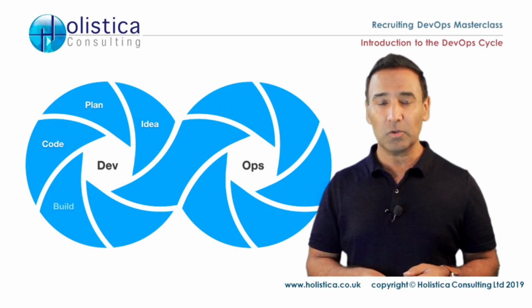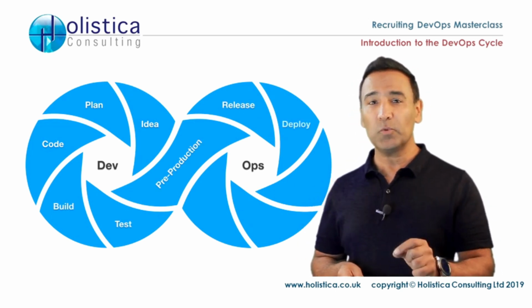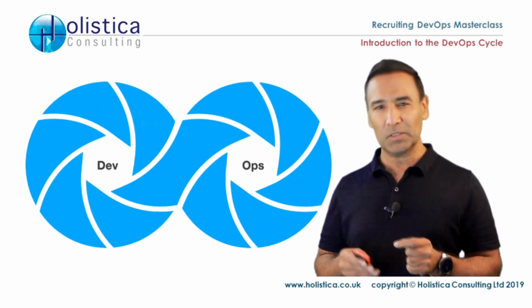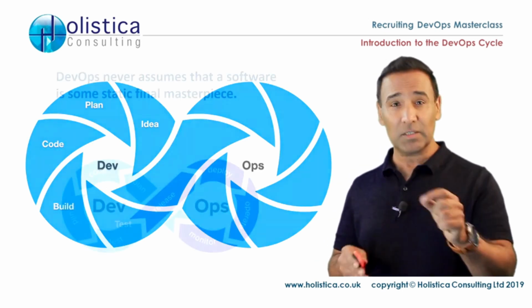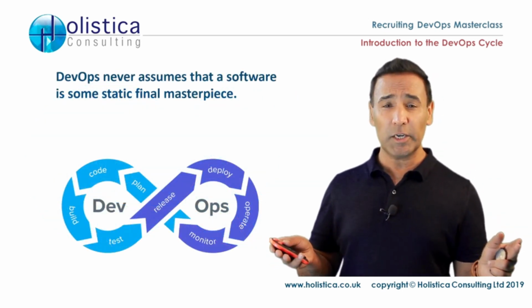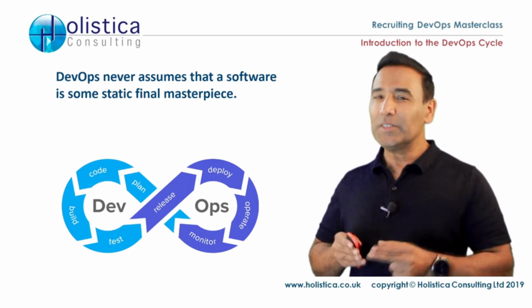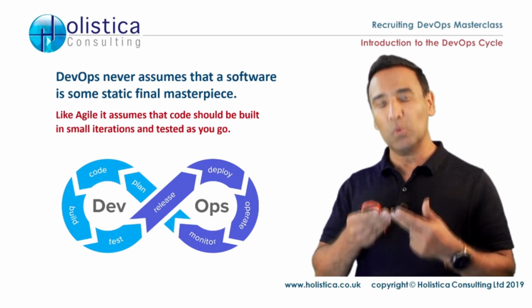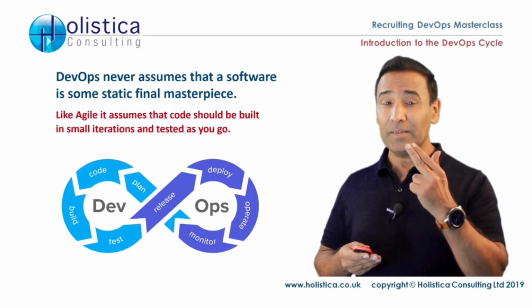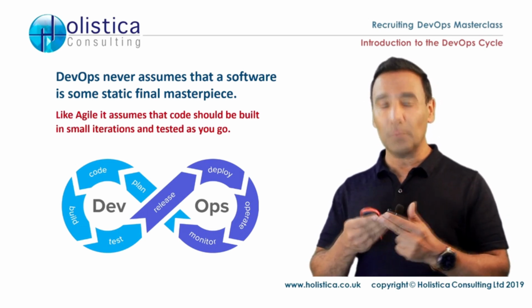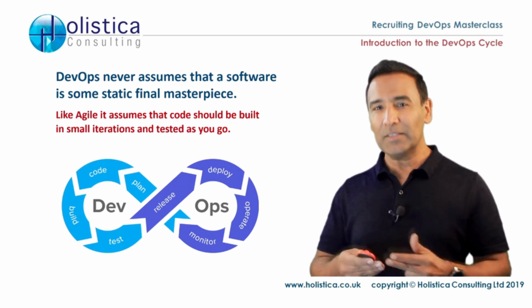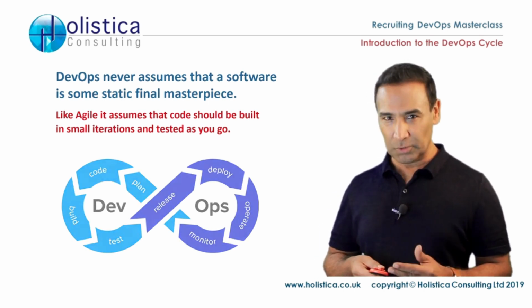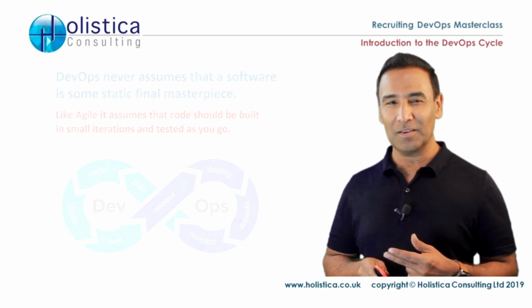Unlike project lifecycle, it never assumes that software is some static final masterpiece that works first time and will never require change again. DevOps takes the Agile approach and assumes that the components should be built in small iterations, and they'll be tested as they go along and retested. But it adds another element to the Agile approach. Let's take a deeper look at this diagram.